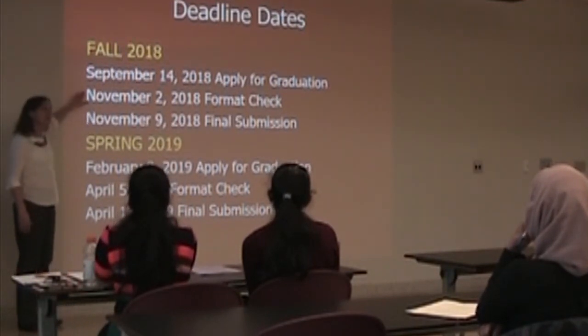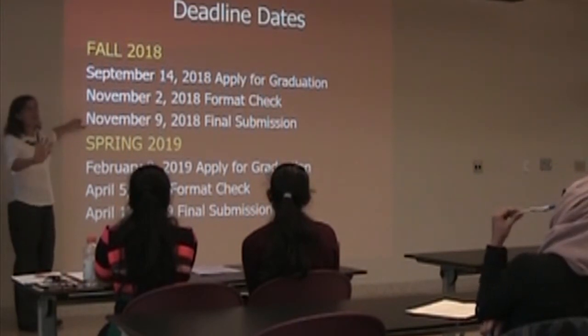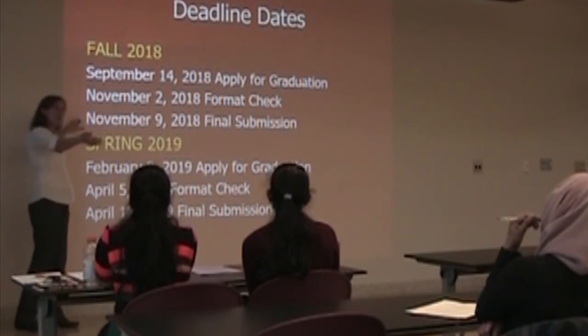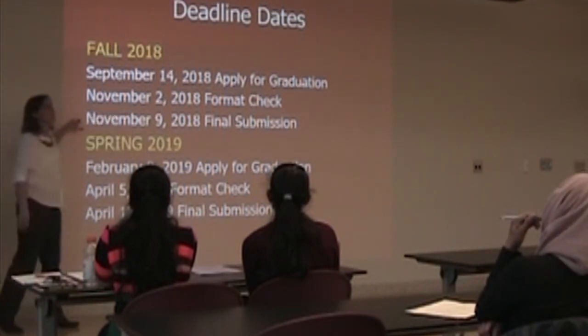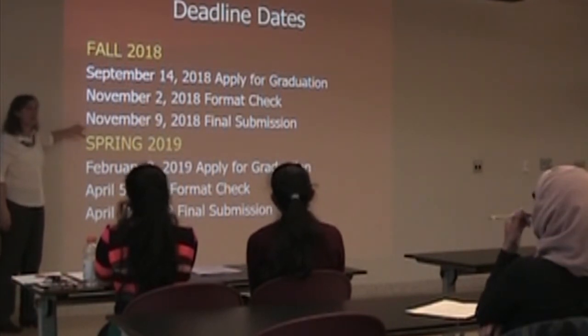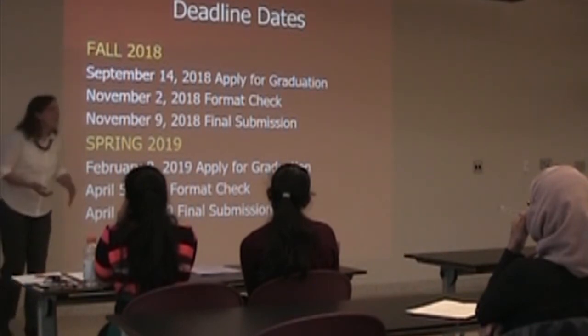If you miss either of these deadlines, then you won't graduate in December, but you can still finish fairly soon. Your graduation date will be May, though, if you miss either of these deadlines. So let's say you don't get uploaded until November 12th. Okay, now your graduation date is May. We will still work with you.